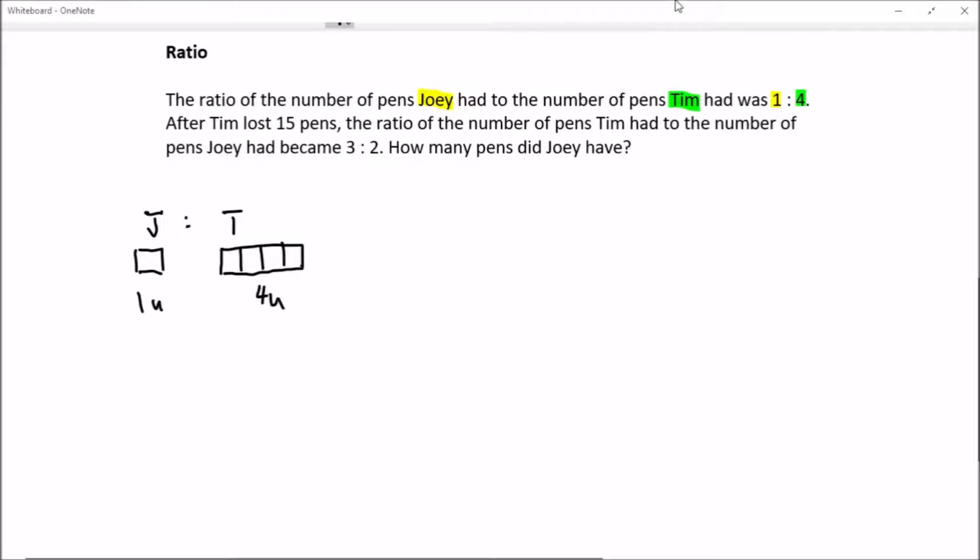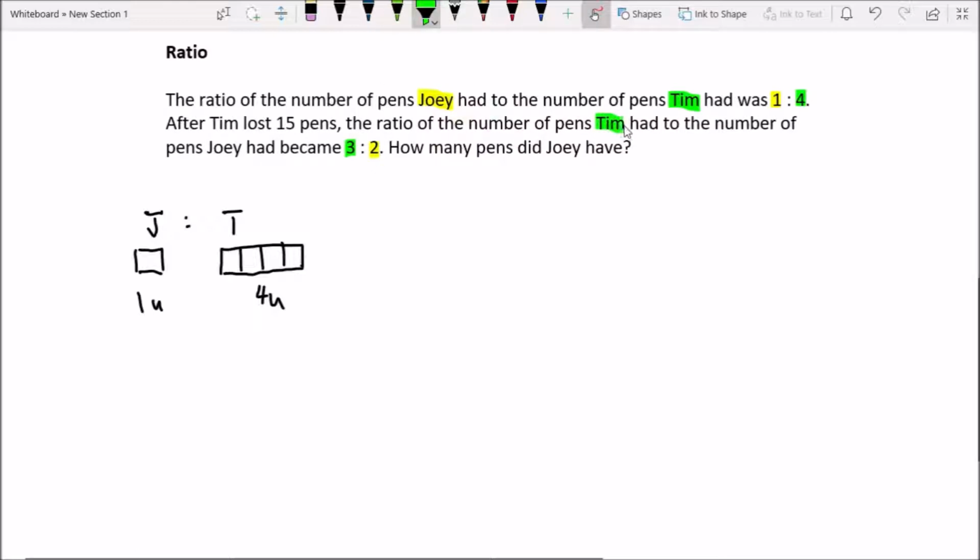After Tim loses 15 pens, the ratio of Tim to Joey then becomes 3:2. Now, don't be tricked. This time they mentioned Tim first, so Tim has 3 units and Joey has 2. Let's draw that out.